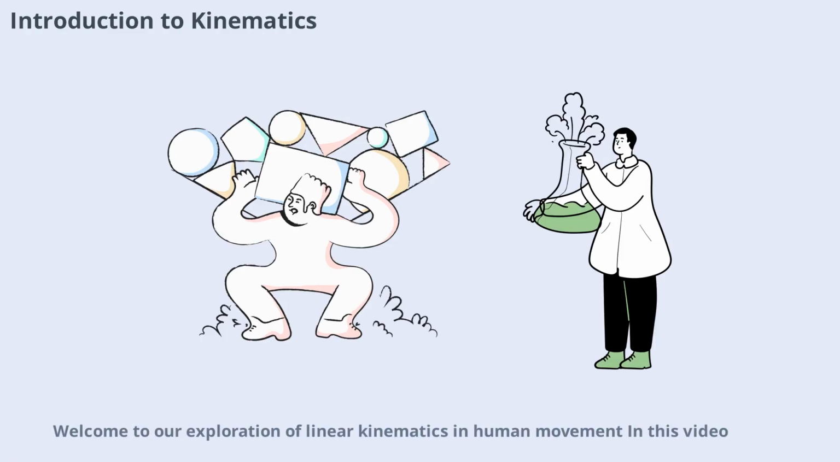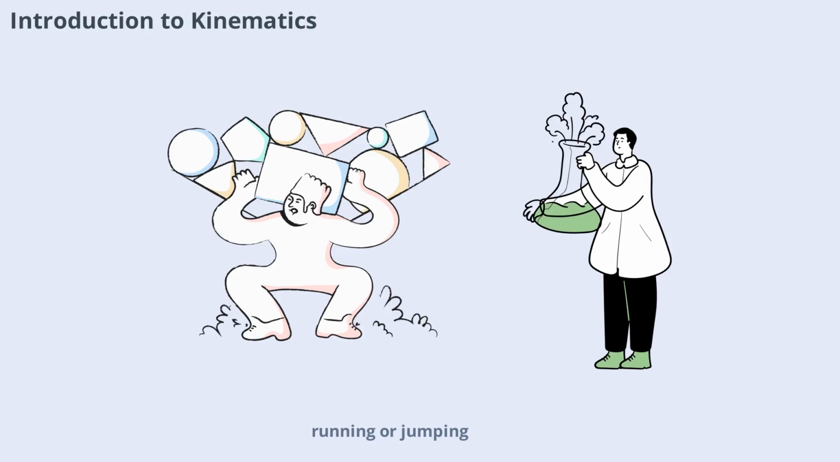Welcome to our exploration of linear kinematics and human movement. In this video, we'll break down the fundamental concepts that describe how and why our bodies move the way they do. Kinematics is all about the shape, form, and sequencing of movement with respect to time. It's not just about numbers, it's about understanding the appearance and patterns of motion, whether you're walking, running, or jumping. Both qualitative and quantitative analyses play a role in biomechanics, helping us see the bigger picture of human movement. Let's dive in and see how these concepts come together in the study of biomechanics.